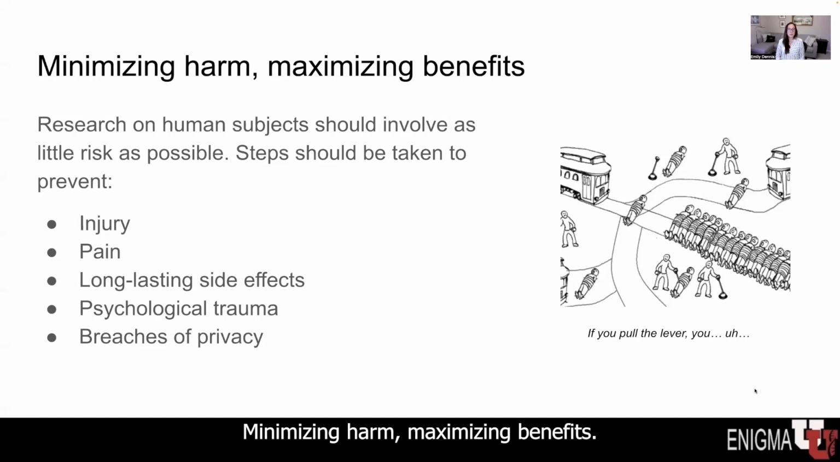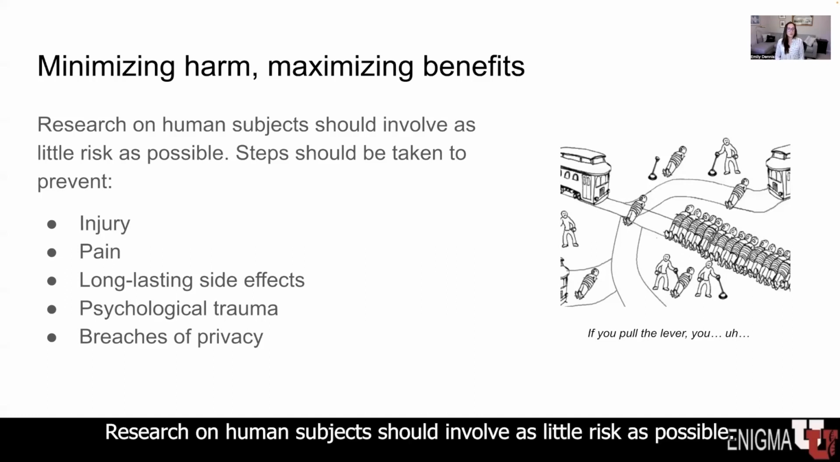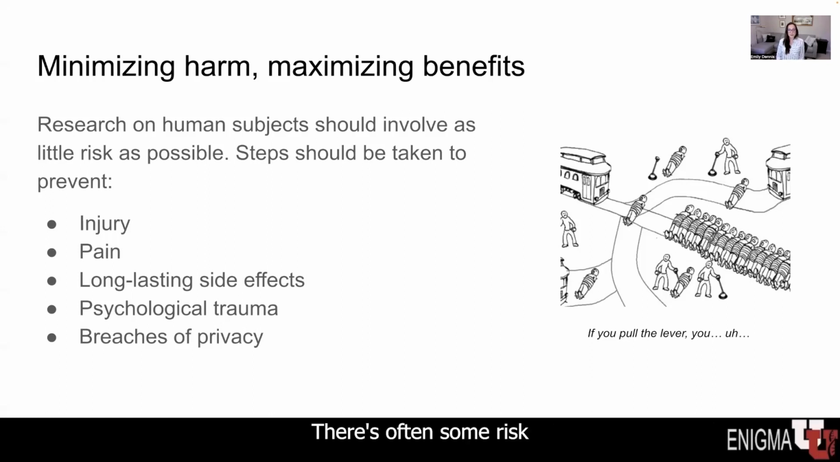Minimizing harm, maximizing benefits. Research on human subjects should involve as little risk as possible. There's often some risk, which you need to disclose to your subjects. Steps should be taken to prevent injury, to limit any pain, to prevent long-lasting side effects, to prevent psychological trauma, and to prevent any breaches of privacy.